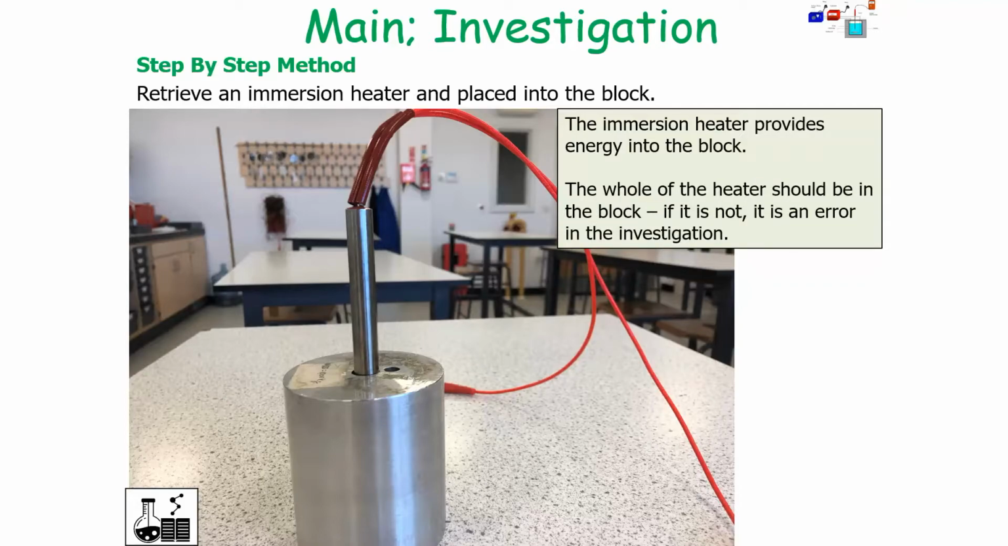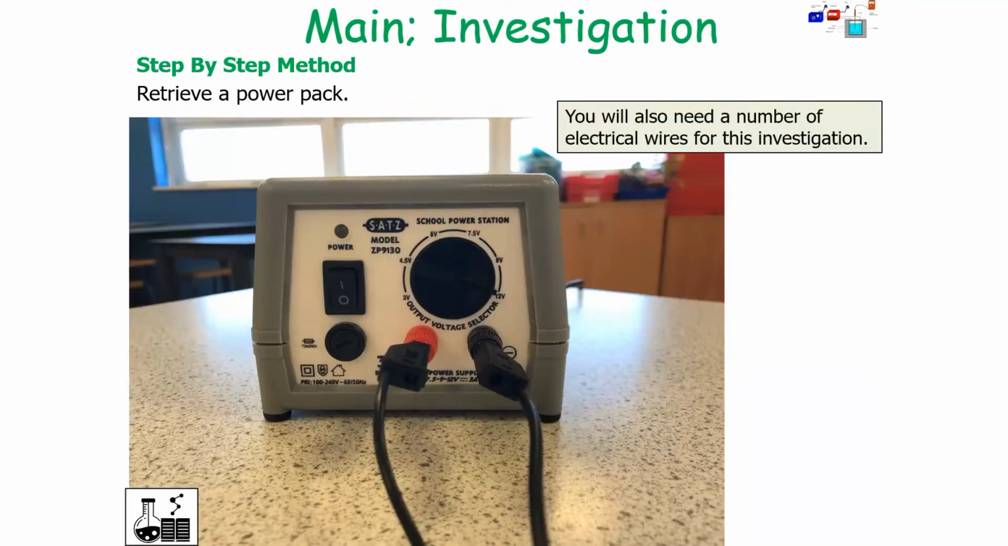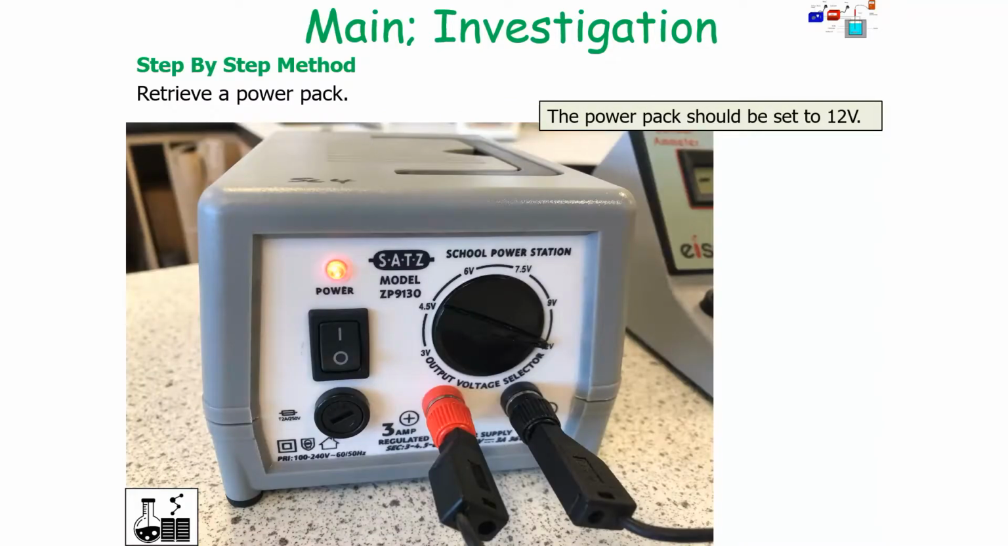Now the whole of the heater should be in the block. If it's not, it's an error in the investigation because we're measuring the energy supplied by all of the heater. You would then need to retrieve a power pack with a number of electrical wires. The power pack should be set to 12 volts, which will be a control variable in this investigation.